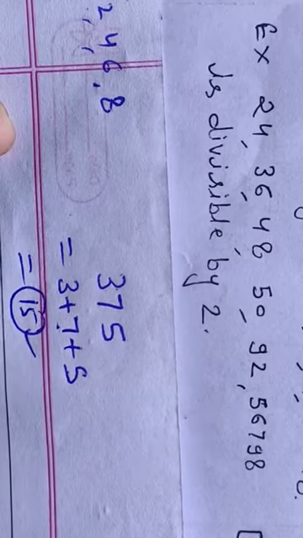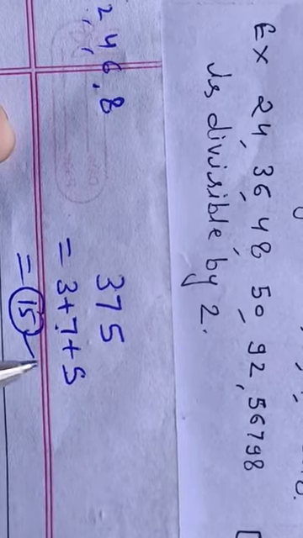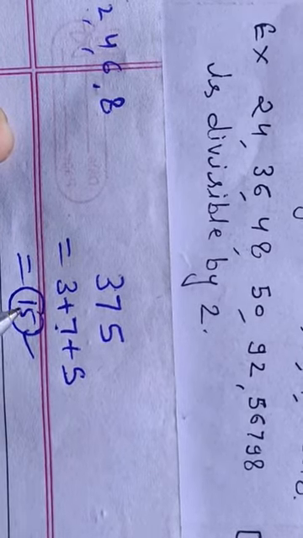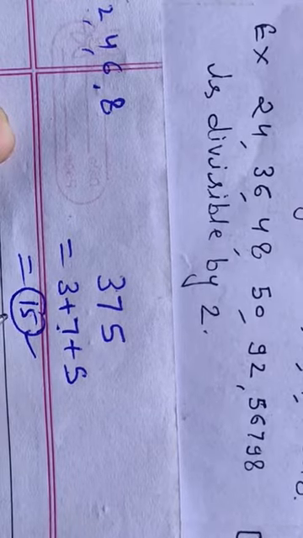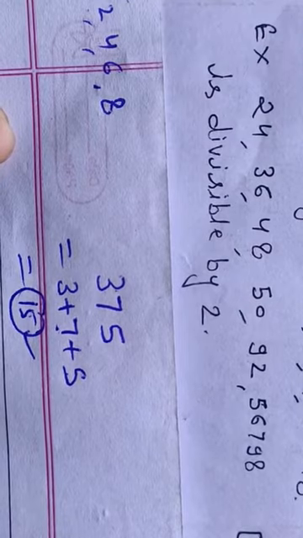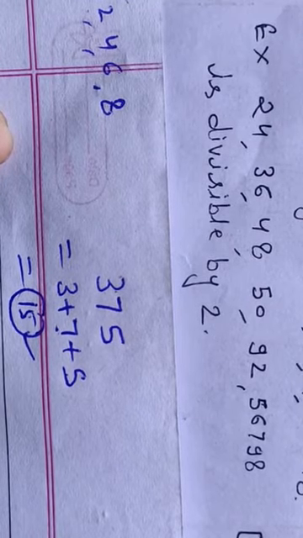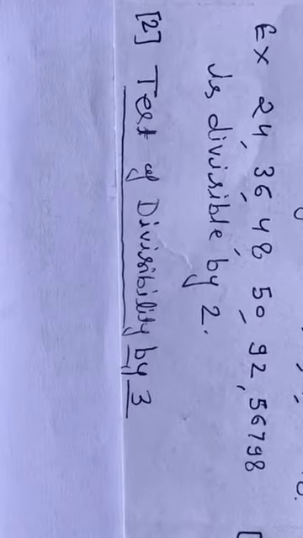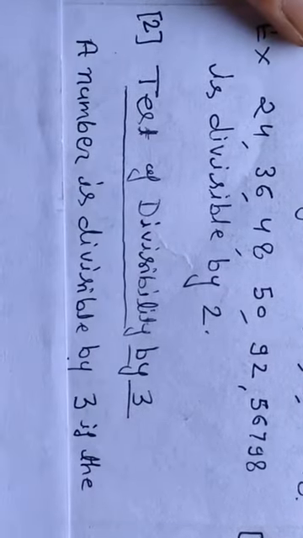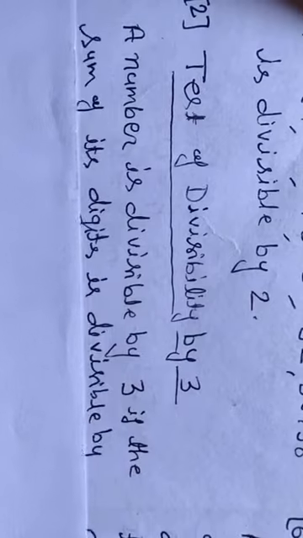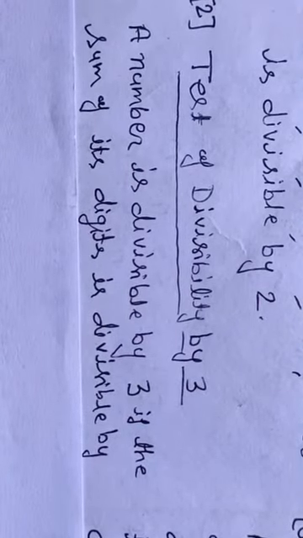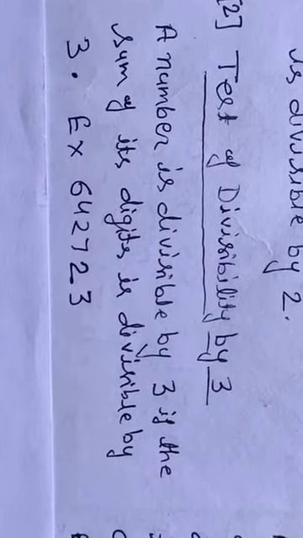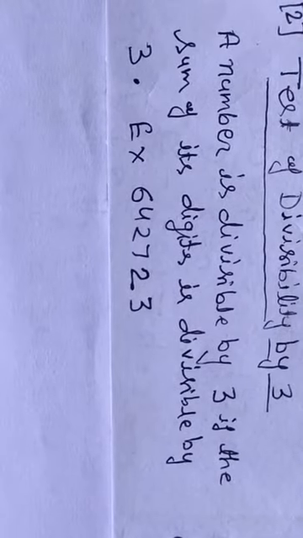If it is a multiple of 3, then the number is divisible by 3. Otherwise, the given number is not divisible by 3. The test of divisibility by 3 is: a number is divisible by 3 if the sum of its digits is divisible by 3.